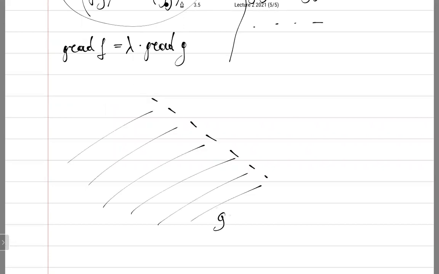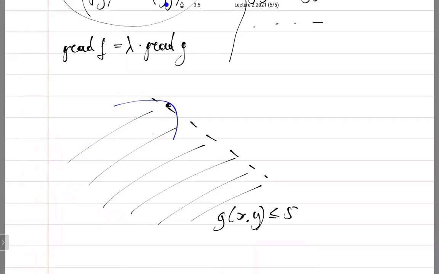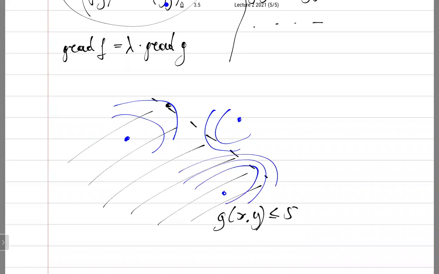This is the region g of x, y is less than 5. And I have a hill, with the top of the hill there, another hill there, and one more hill on the possible side. So this is a point A, this is a point B, this is a point C.